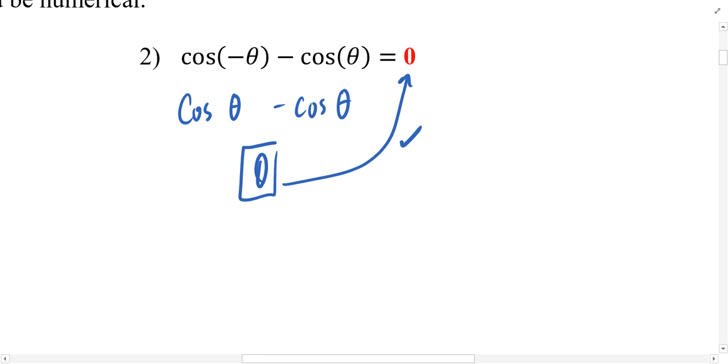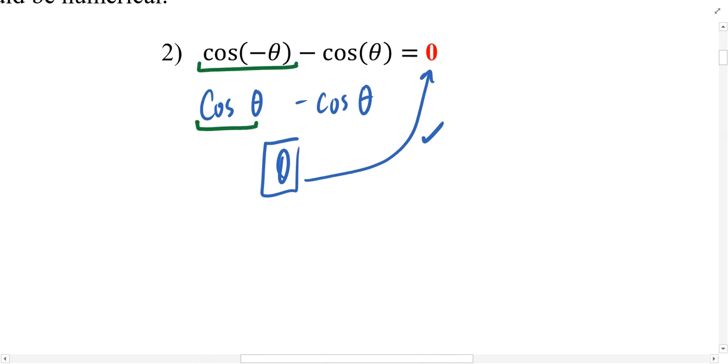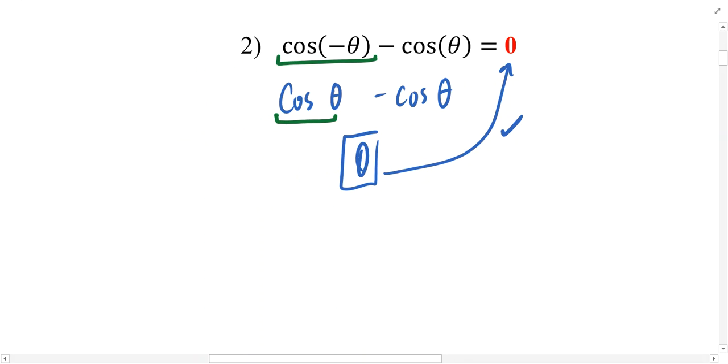For number 2, I'm using an even-odd identity. I recognize that cosine of negative theta is just the same as cosine of theta. And since cosine theta minus cosine theta cancels to 0, then we have a solution equal to 0.